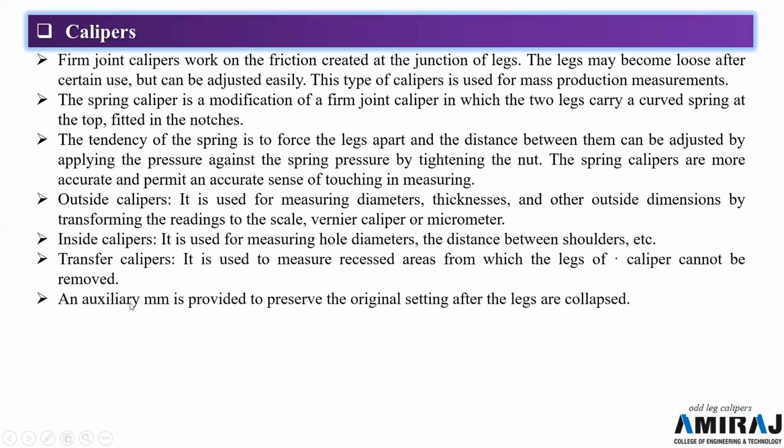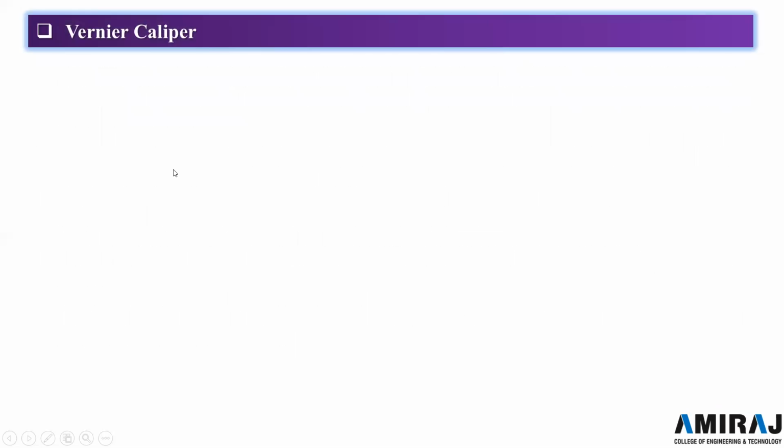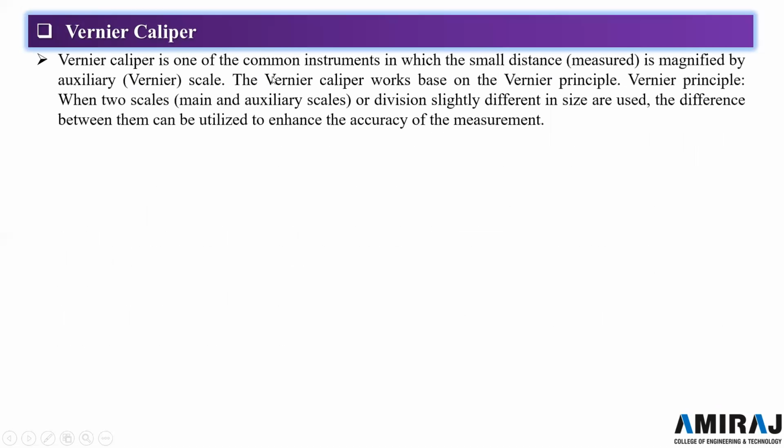An auxiliary leg is provided to preserve the original setting after the legs are collapsed. Then there is the odd leg caliper. It is used for finding centers of circular jobs, making a line parallel to a true edge, and many other types of marking operations. Then there is the vernier caliper.